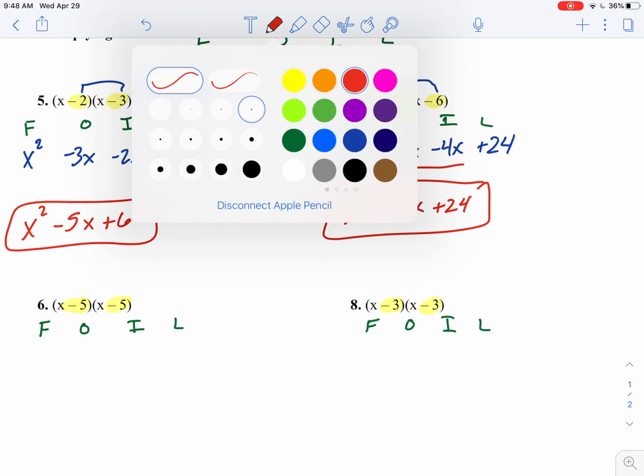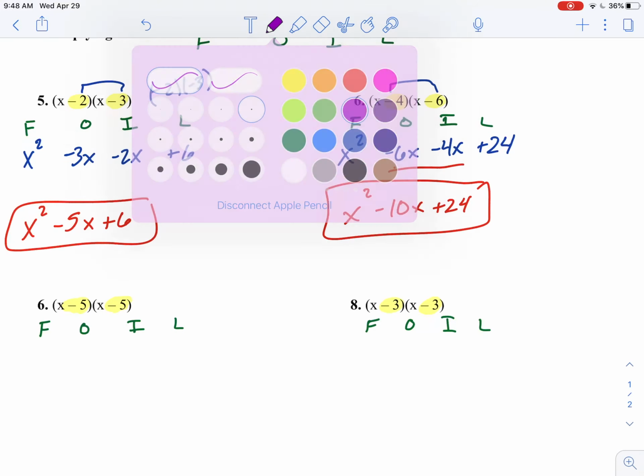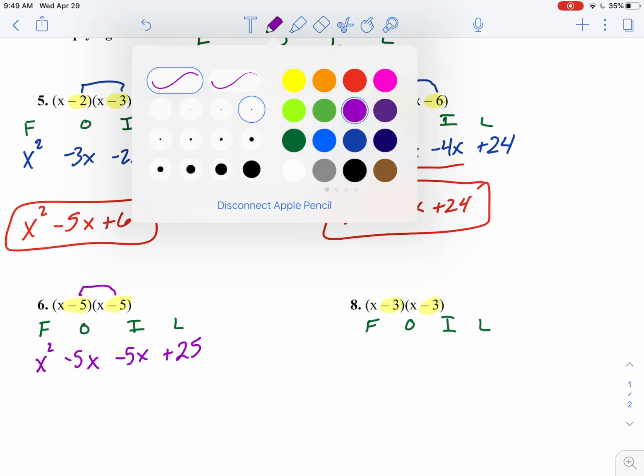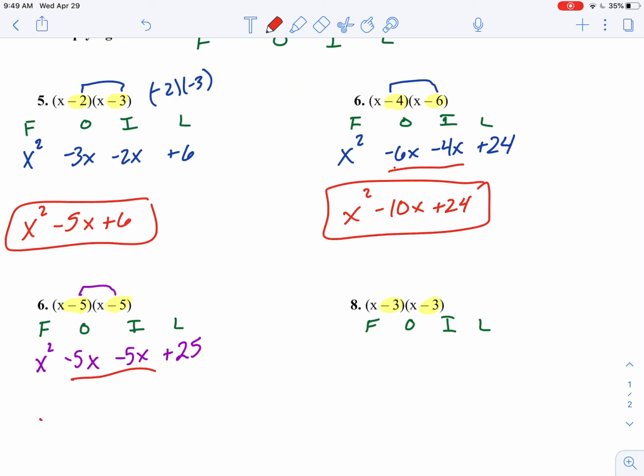So our first product here, let's do it in purple. First product, x times x is x squared. The outers, x times negative 5 is negative 5x. The inners, we've got negative 5 times x. And the last, negative 5 times negative 5. So negative times a negative is a positive, and 5 times 5 is 25. So then I've got like terms in the middle, x squared minus 10x plus 25.